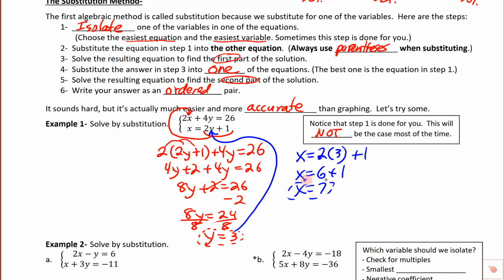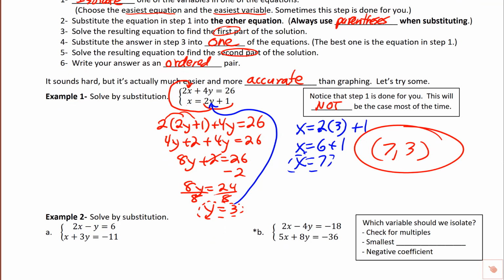So there's the other part. You'll notice that the second part was way easier than the first part. This took a heck of a lot of work to figure out that y was equal to 3, but now we know pretty quickly that x is equal to 7, so here's the answer. We're going to write down 7, comma, 3, put a set of parentheses around it. We're all set to go. All right? Okay, so that's how we solve one using substitution.